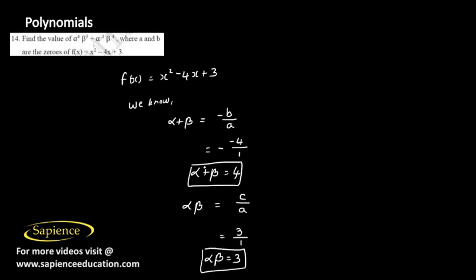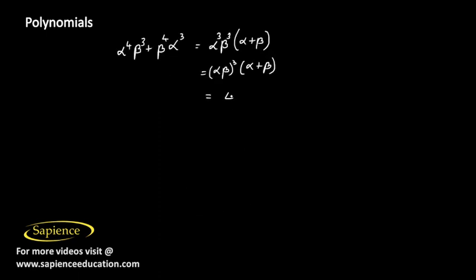From both these terms, we can take alpha cube beta cube common outside. So that will be alpha cube beta cube into alpha plus beta, which can be written as alpha beta whole cube into alpha plus beta. Now we just have to substitute the values. Alpha beta is 3 and alpha plus beta is 4. So 4 into alpha beta cube, so 3 cube.